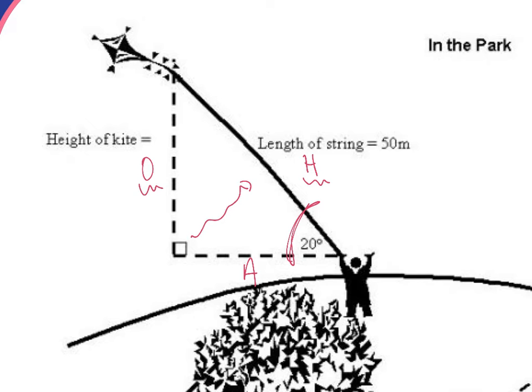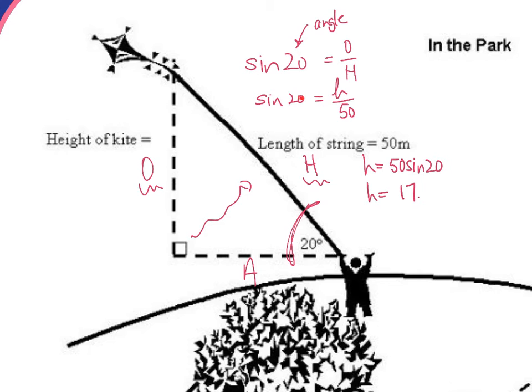We want the height of the kite, and we have the hypotenuse, or the length of the string. So we need to use the ratio that combines the O with the H, and that's SOH. So we're going to set up the ratio. Sine of the angle goes here, equals opposite over hypotenuse. And I usually write the actual ratio just to remind myself. So plugging in the numbers, I get sine of 20 equals O, which is the height of the kite, I'll make it an H, over the length of the string, 50. And then I'm going to solve that.